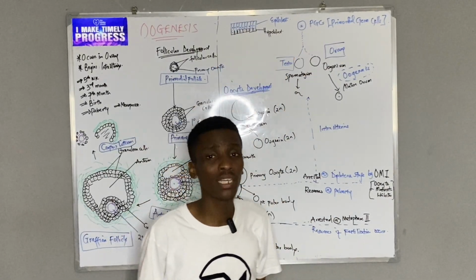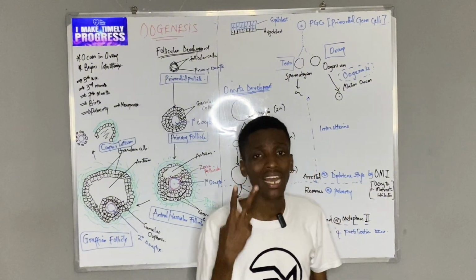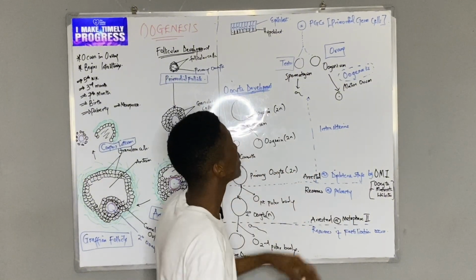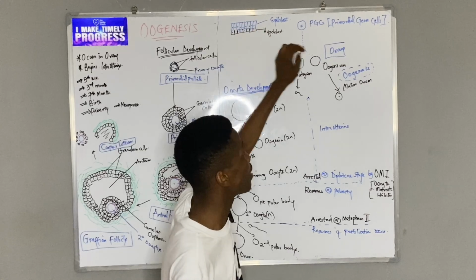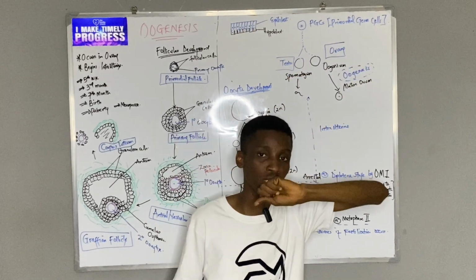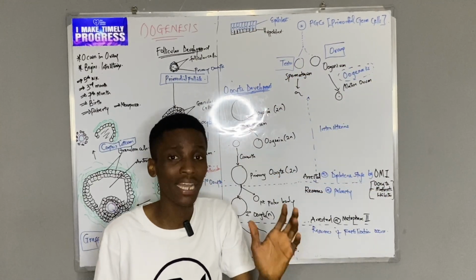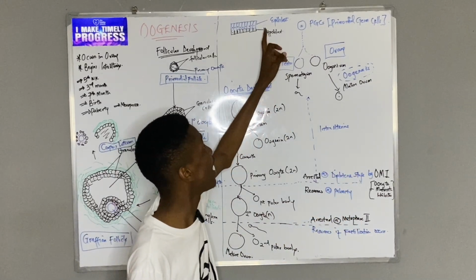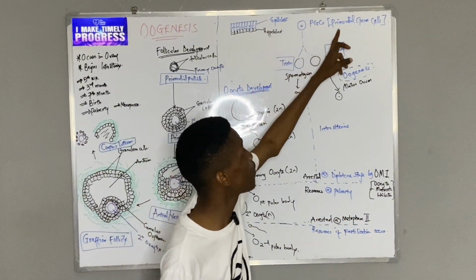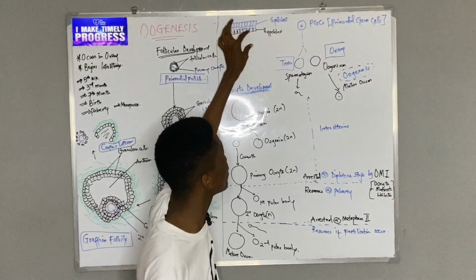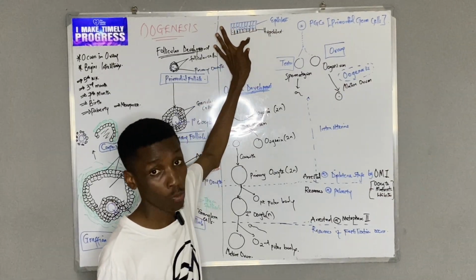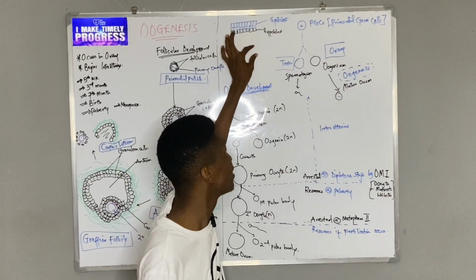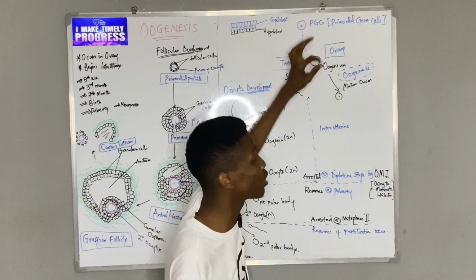So during development, intrauterine development, around the second week, cells of the epiblast begin to migrate, and those cells are called primordial germ cells. These cells that migrate will move down into the wall of the yolk sac. We'll get to learn more about that later. And from there, they migrate to the gonads.